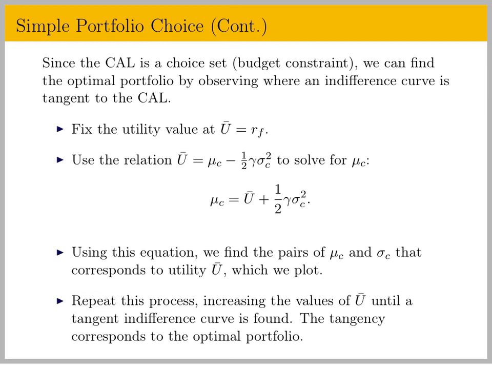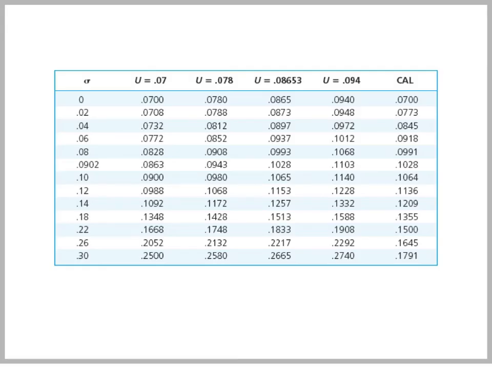Now, what's the probability that the indifference curve that started at that utility is actually tangent to the capital allocation line? It's actually very low. So once you've plotted that indifference curve, pick a new, higher level of utility and plot the next indifference curve. If that still is not tangent, pick another, still higher utility level and plot that indifference curve, and repeat until you finally find a tangency.